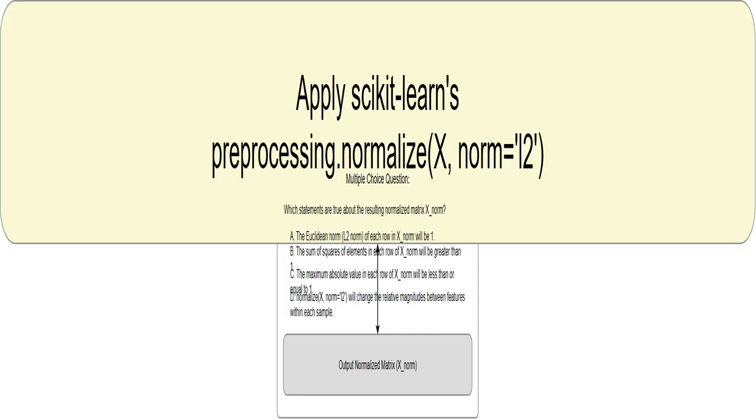Here's where the action happens. We're using scikit-learn, a popular Python library for machine learning, and its normalize function. Specifically, we're using the L2 norm, also known as the Euclidean norm. This function will transform each row of the input matrix X by scaling it so the Euclidean length, or distance from origin, of each row becomes 1.